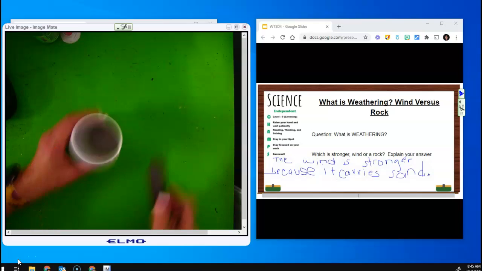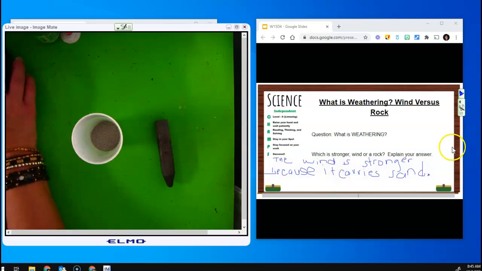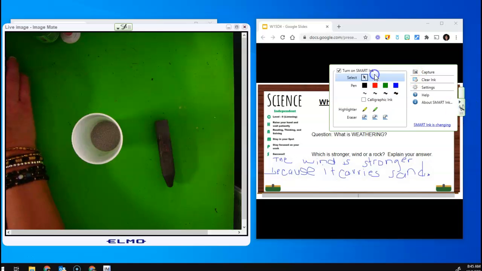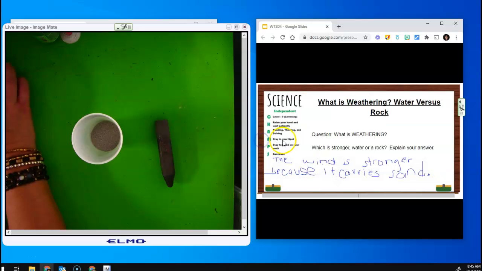All right. So did it wear it down a little bit more? Look at that. It does, doesn't it? It wears it down a little bit more, doesn't it? All right. So I'm going to go to the next page. Oh, look at that. That doesn't disappear.